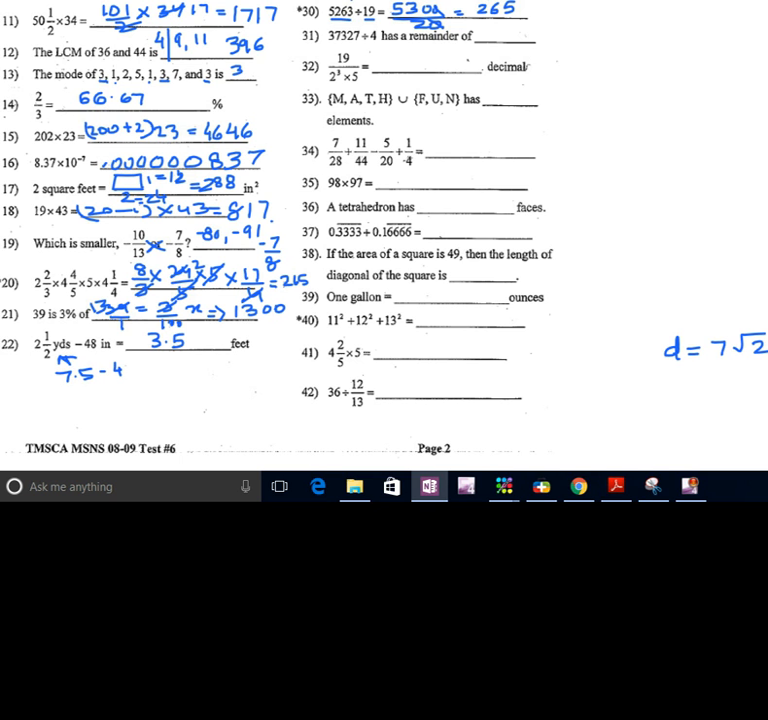Question number 31, 37,327 divided by 4 has a remainder of. So if you think of multiples of 4, I know that 24 is a multiple of 4. So the last two digits that we have are 27. When we divide this by 4, the remainder is going to be 27 minus 24, that is 3.